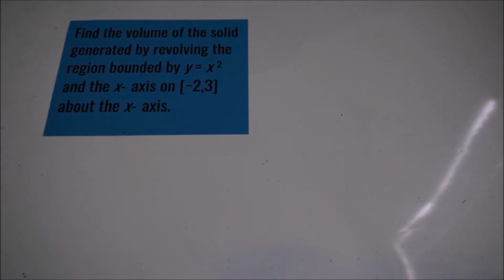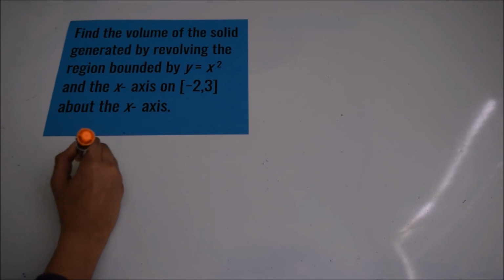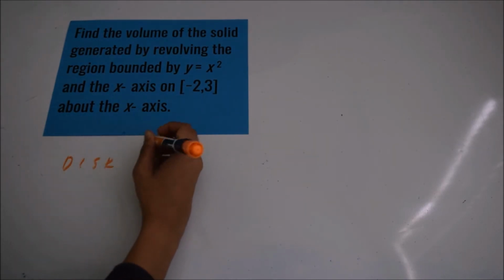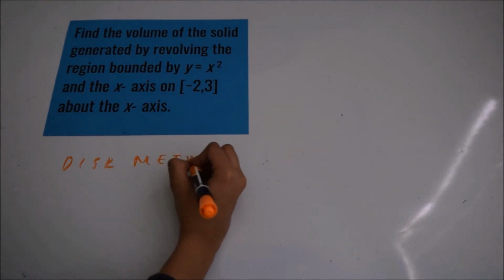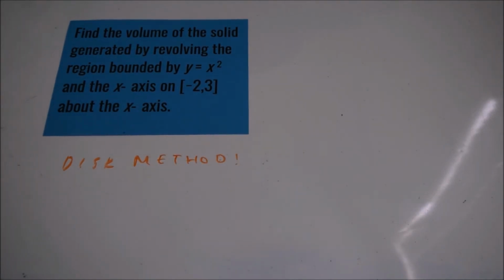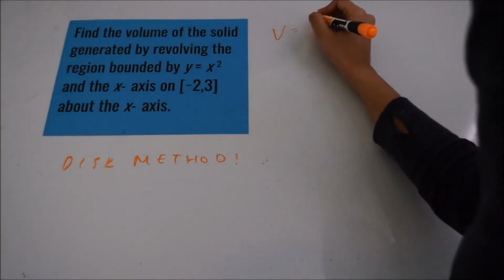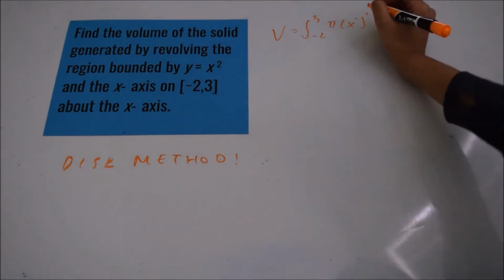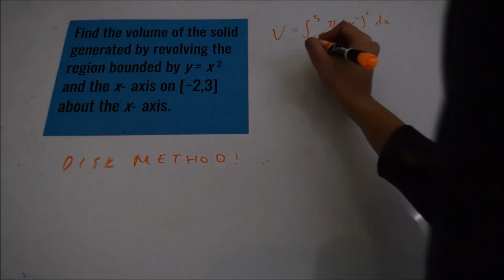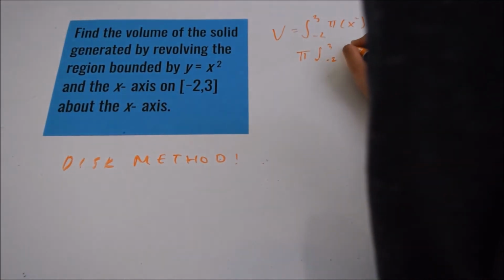Find the volume of the solid generated by revolving the region bounded by y equals x squared and the x-axis on the interval from -2 to 3, about the x-axis. In order to solve this question, we need to apply the volume formula, more specifically the disk method, because the solid will be revolving around the x-axis. Integrate x squared from the interval -2 to 3. This value must be multiplied by pi.